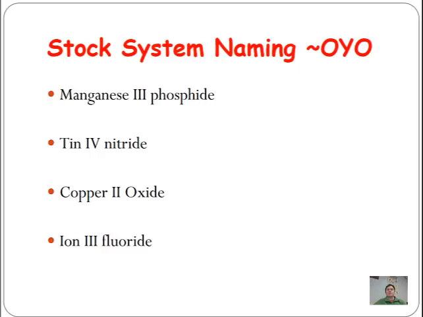First one, manganese 3 phosphide. That means manganese has a plus 3 charge. Phosphide, if we look it up, has a minus 3. Like charges cancel, so we just have MnP.